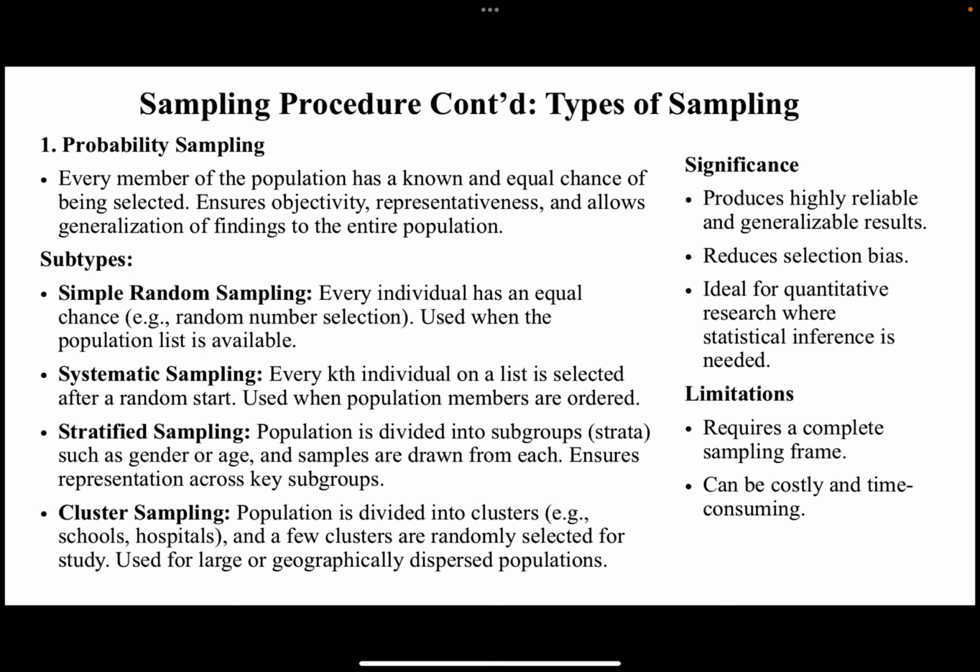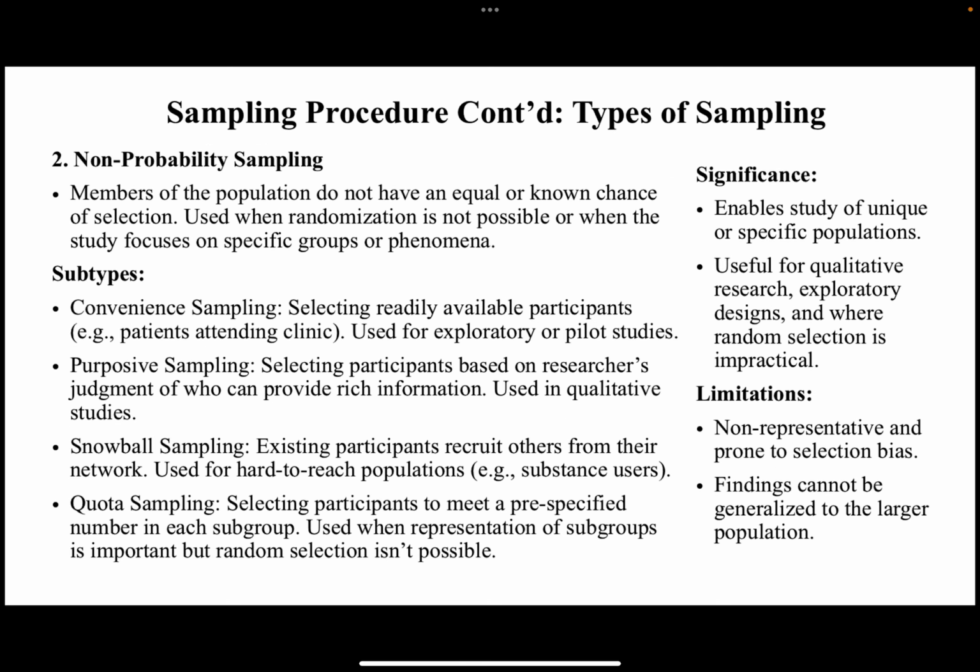So cluster sampling is very important when the population size is very large, and also when the population is geographically dispersed. Okay, now let's move on to non-probability sampling.